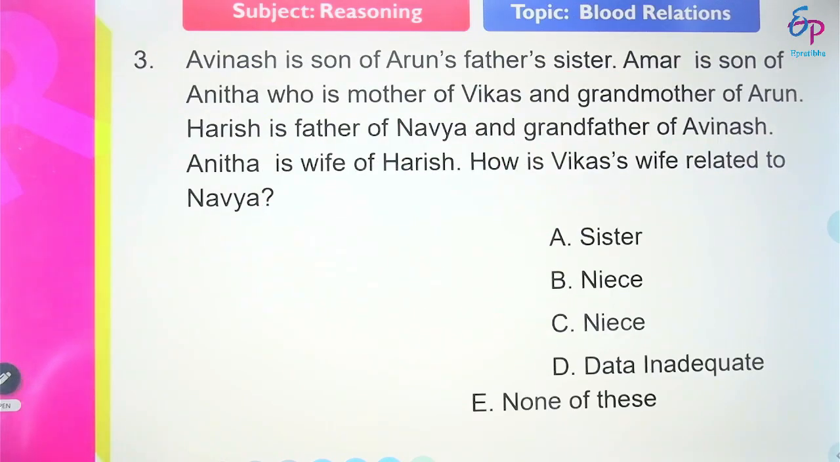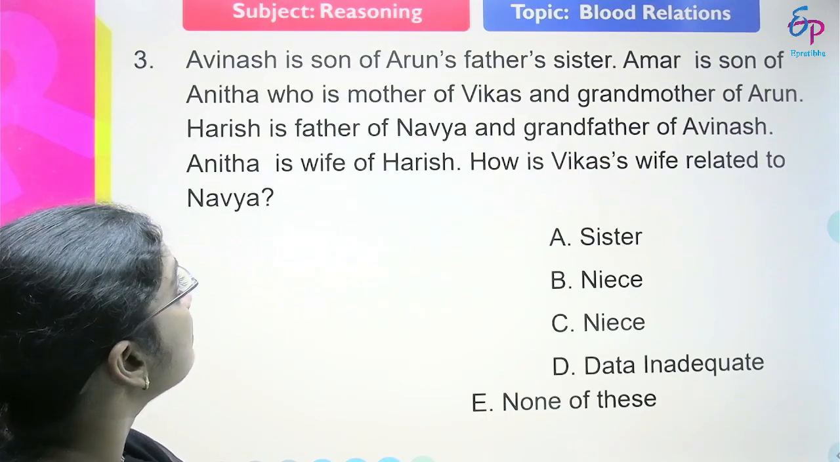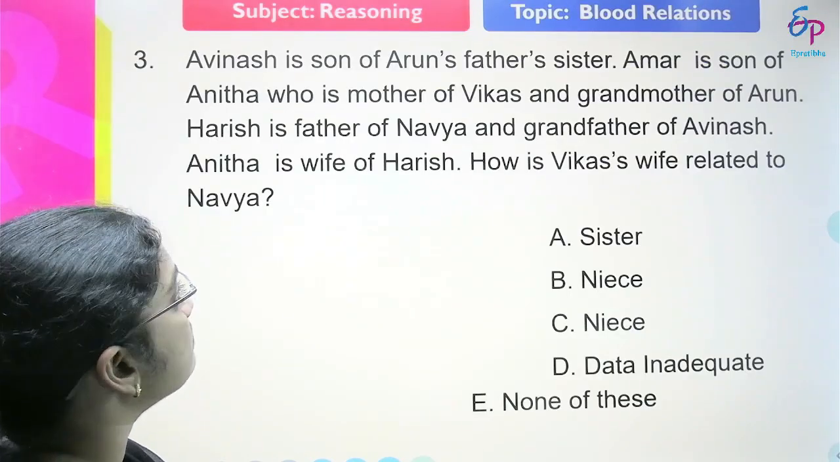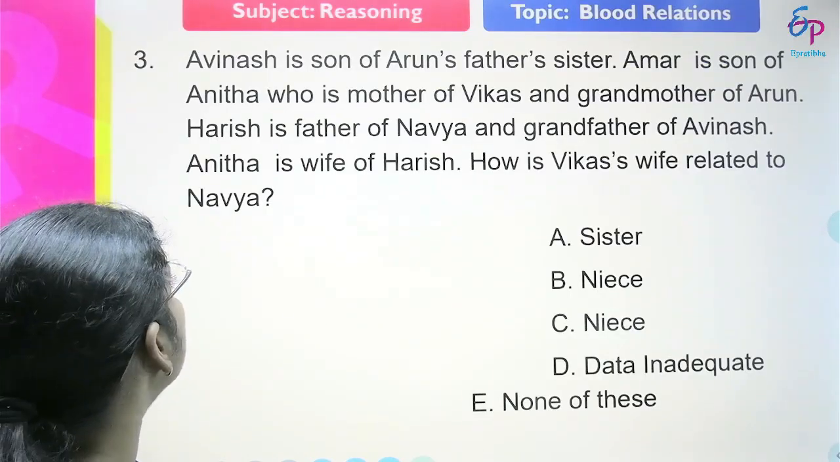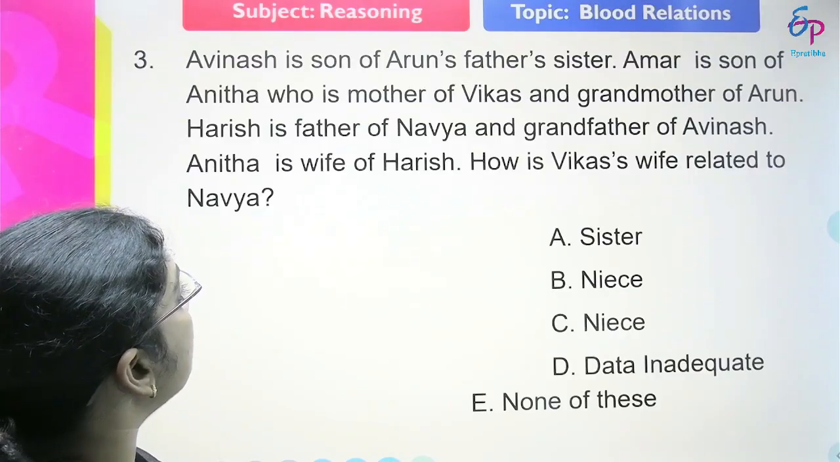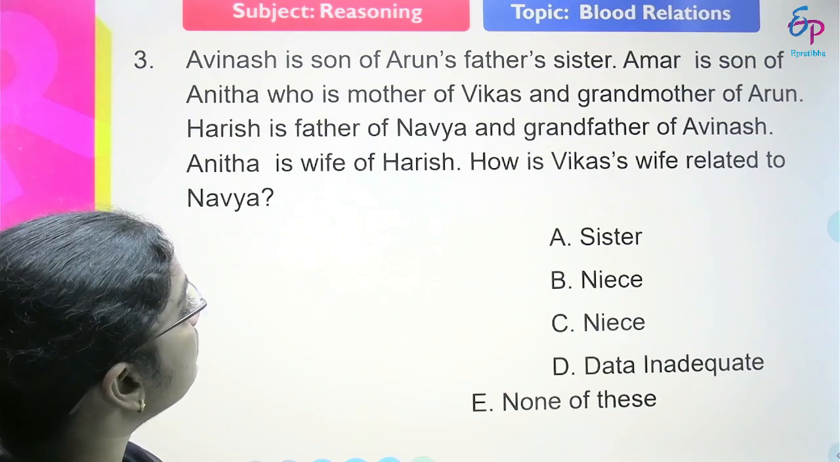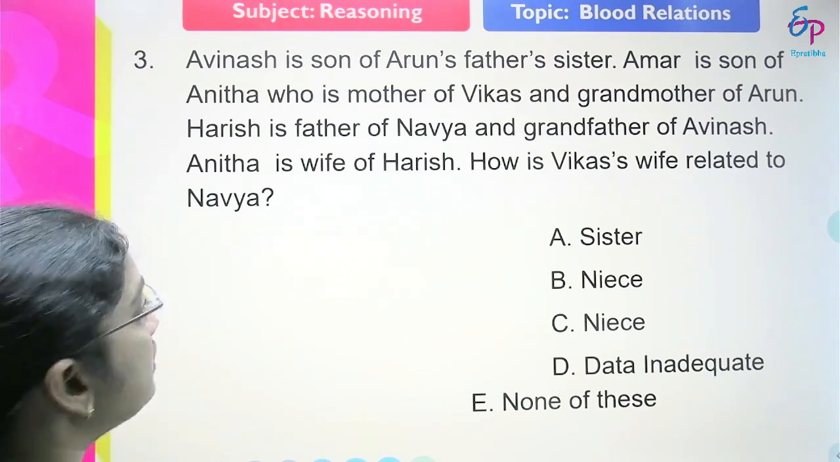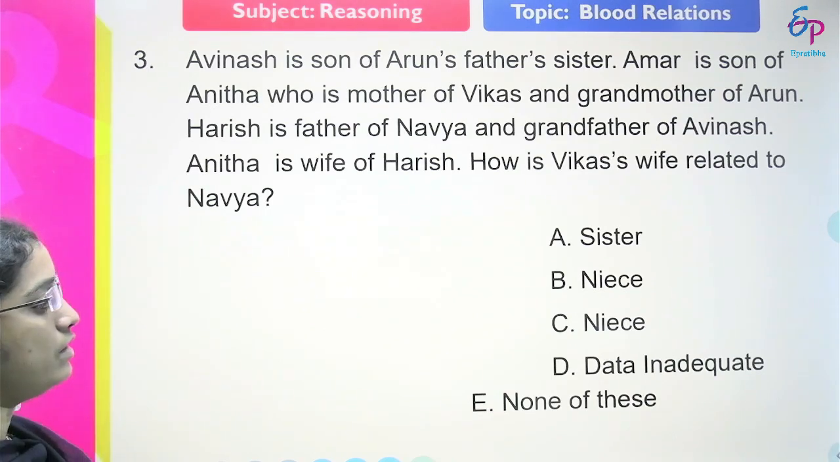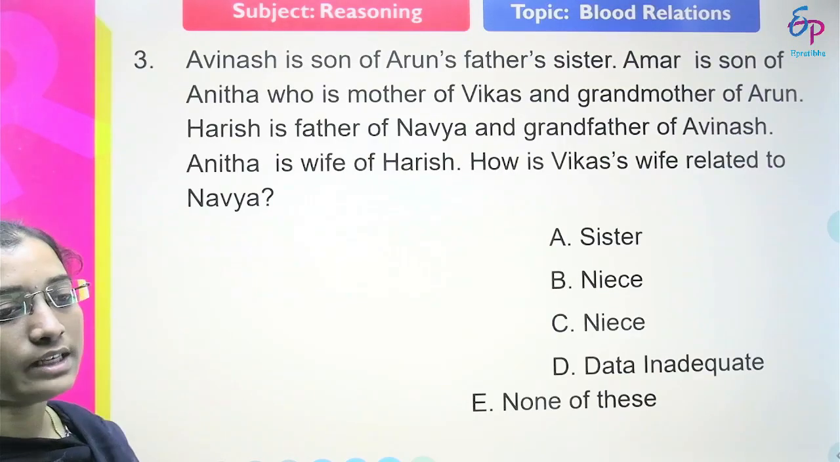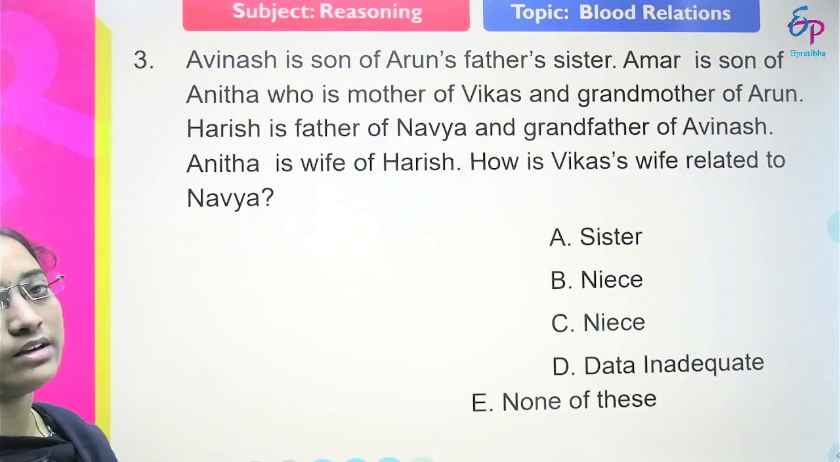Then our next question, question number 3, is: Avinash is the son of Arun's father's sister, and Amar is the son of Anita, who is the mother of Vikas and grandmother of Arun. Then Harish is the father of Navya and grandfather of Avinash. And Anita is the wife of Harish. How is Vikas's wife related to Navya? Then we need to take the same family tree diagram. Why? Because this is also the same puzzle type question, friends. Okay, we need to draw a diagram for this.